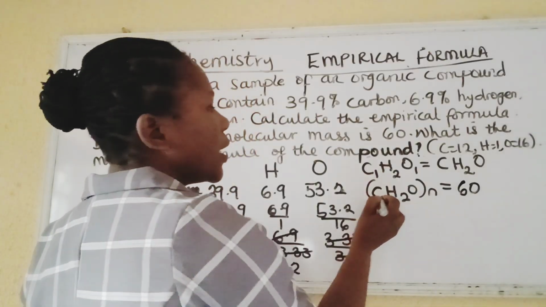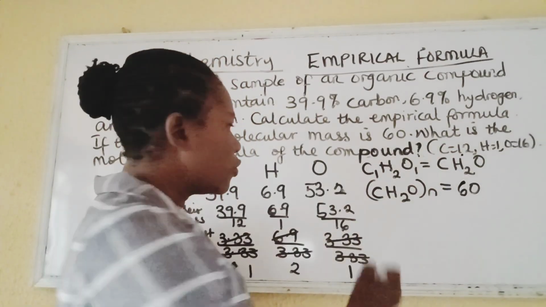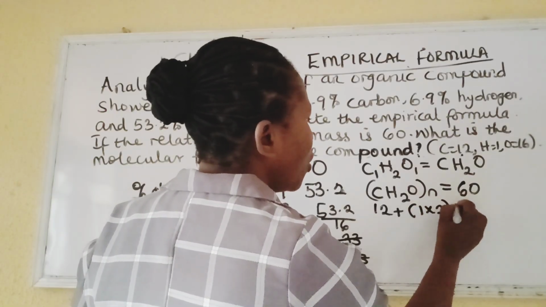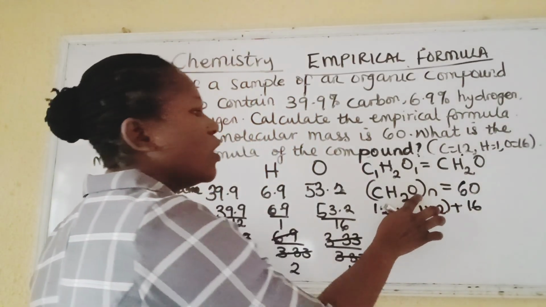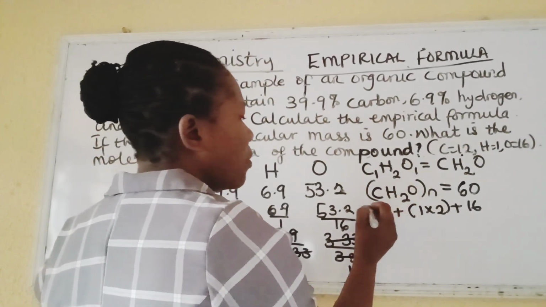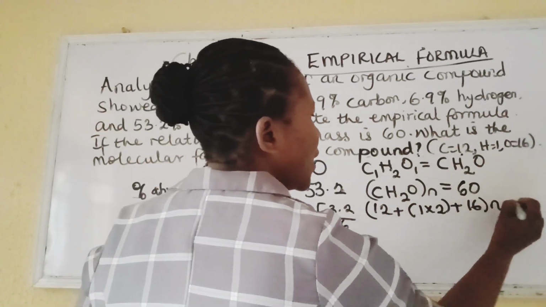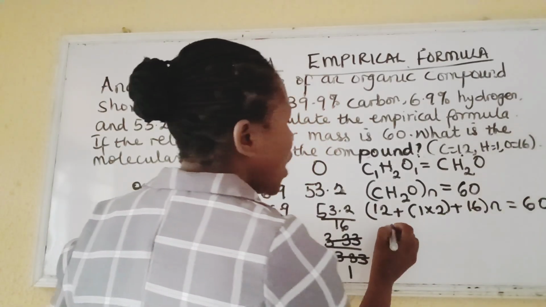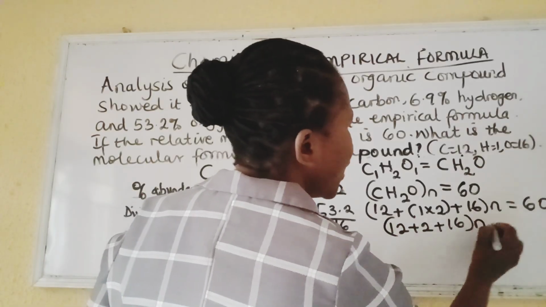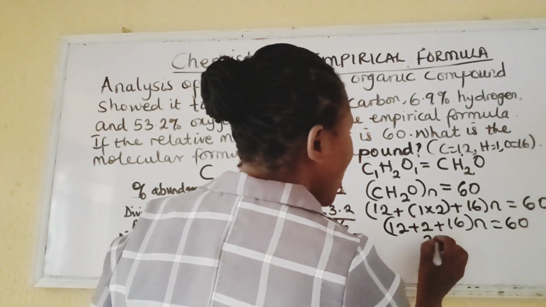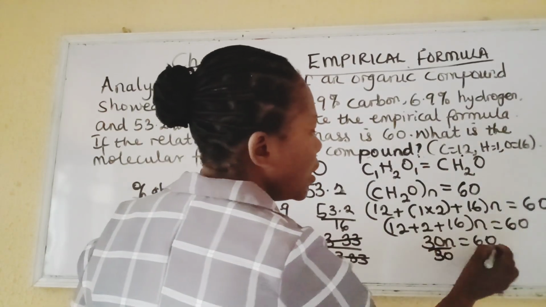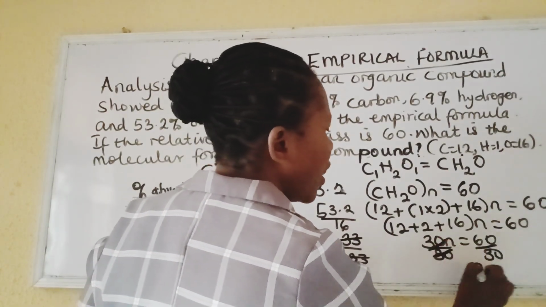So let's open the bracket. Carbon here, atomic mass is 12. So we have 12 plus hydrogen multiplied by 2 plus 16 of oxygen, since we have only 1 atom of oxygen here. And we have hydrogen, 2 atoms. That's why we multiply by 2. Everything in bracket, n outside, equals 60. So we have 12 plus 2 plus 16, all bracket n equals 60. So therefore we have 30n equals 60. Now the next thing is to divide both sides by 30. So we have n as 2.